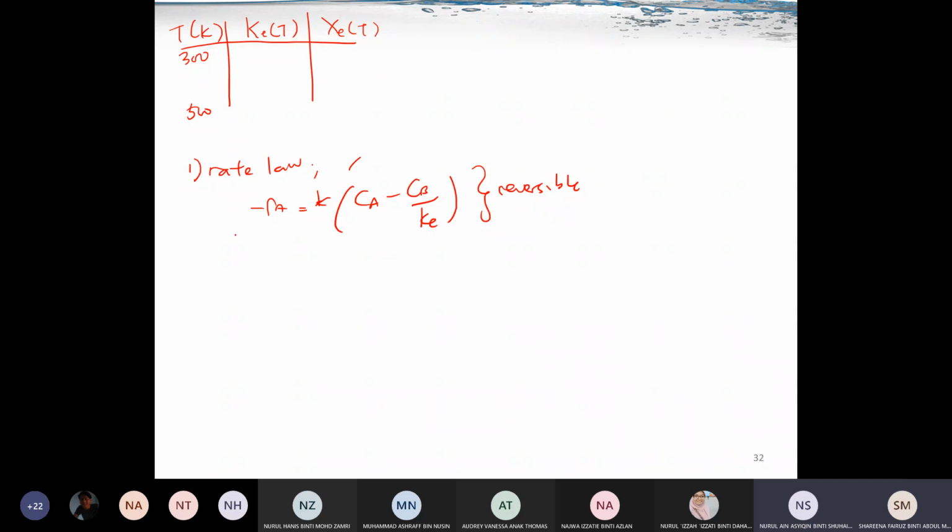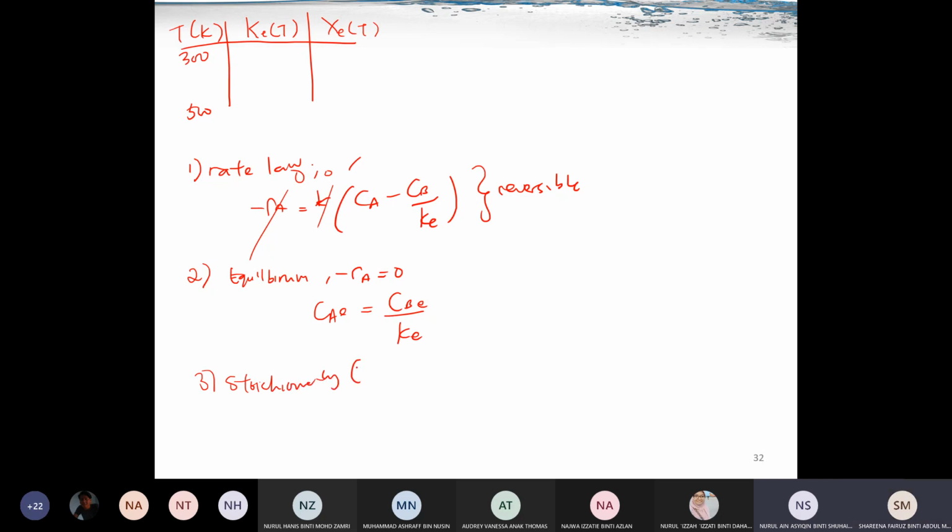Okay, so at equilibrium, negative rA is equal to 0. Okay, when it is equilibrium. Therefore, you kena this one 0. Alright, so dia akan jadi sini 0. So, automatically this one akan jadi CAE lah. CAE is equal to CBE over KE. Okay, rearrange daripada sini.